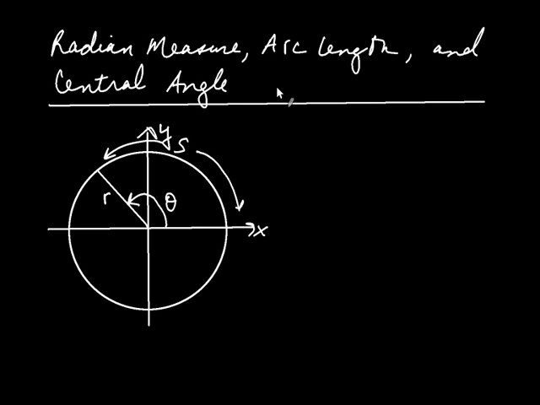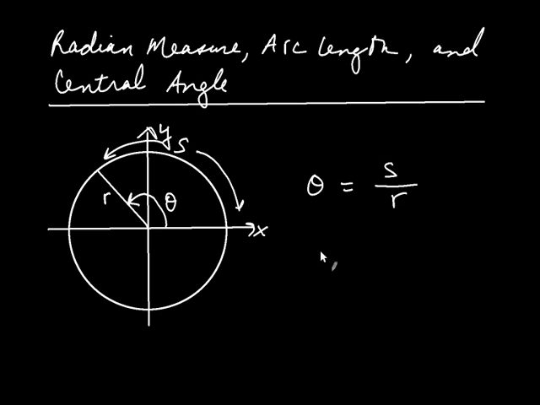Here we're going to explore the connection between radian measure, arc length, and central angle. Now, these connections all stem from the following equation: theta, the angle measured in radians, is equal to the arc length divided by the radius.